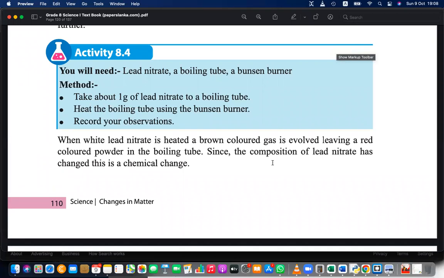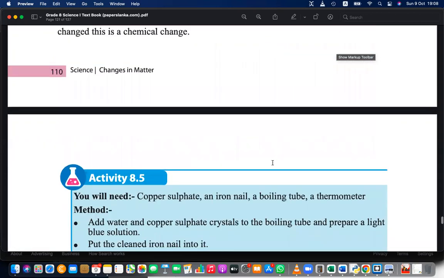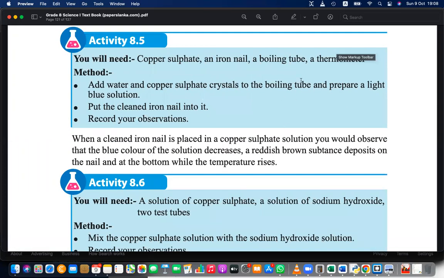Those things will be there after the reaction. So that is the thing. Okay, we have learned about that last day. Now let's continue. And here you can see a copper.